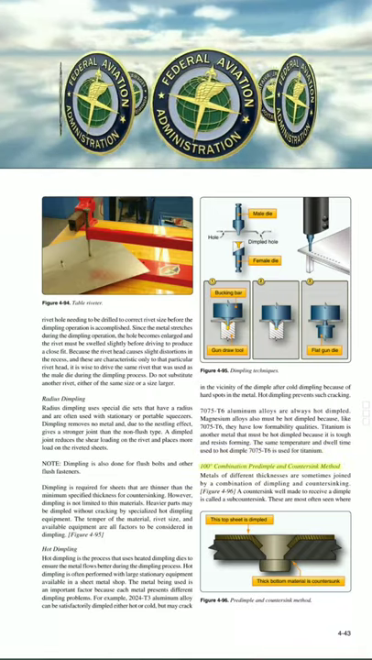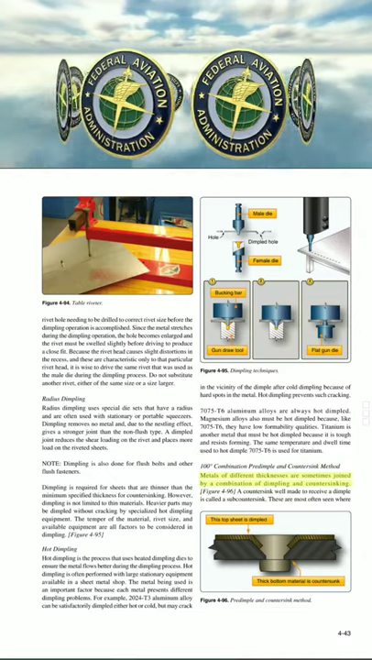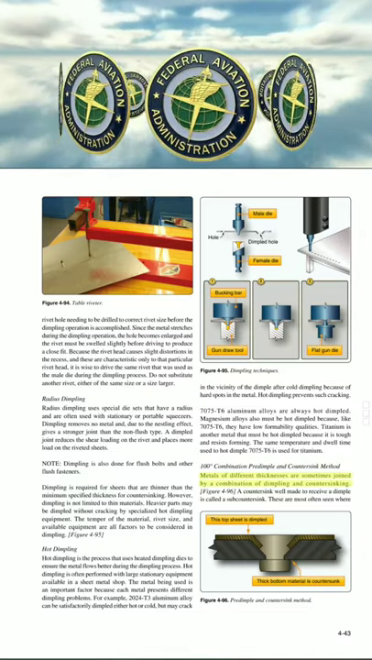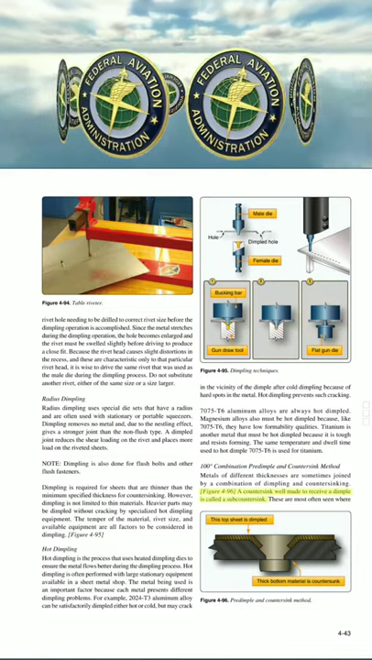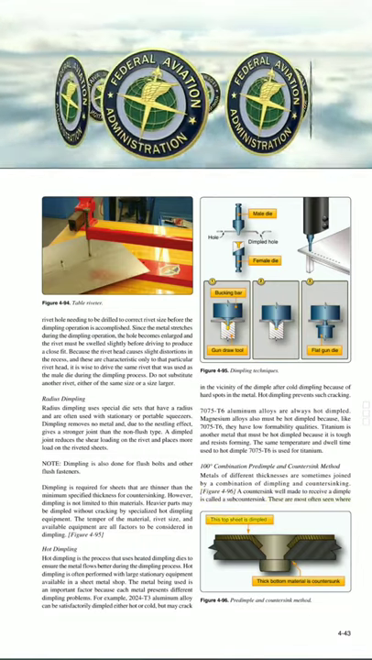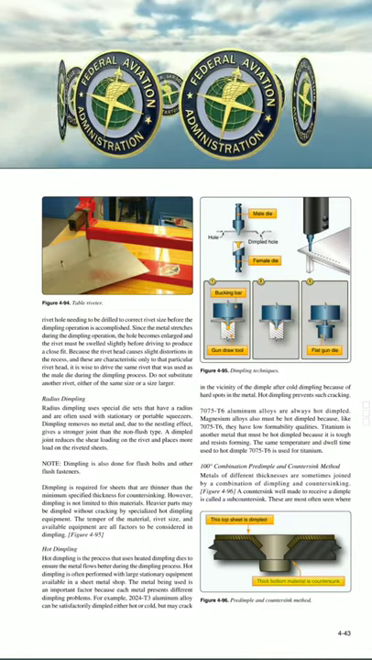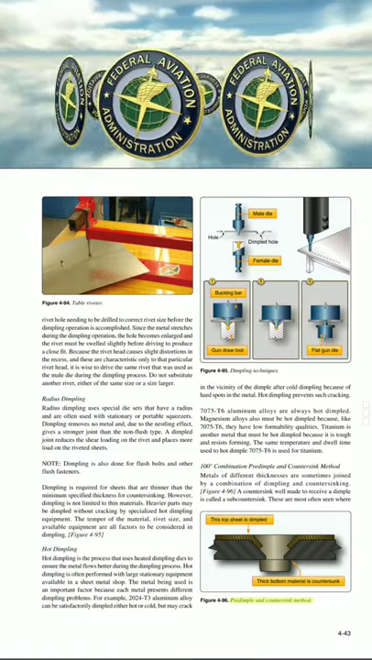100 degrees combination pre-dimple and countersink method. Metals of different thicknesses are sometimes joined by a combination of dimpling and countersinking. Figure 4-96. A countersink well made to receive a dimple is called a sub-countersink. These are most often seen where the top sheet is dimpled. Thick bottom material is countersunk. Figure 4-96. Pre-dimple and countersink method.